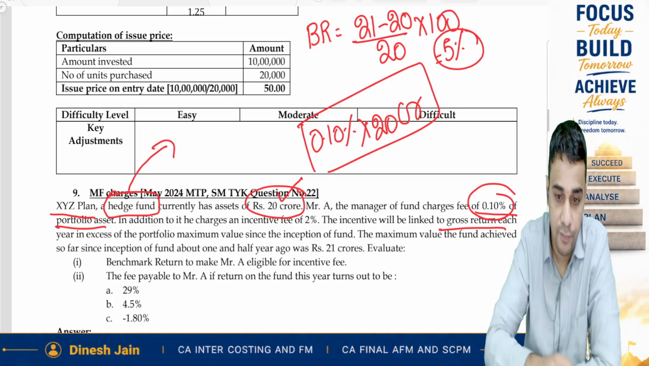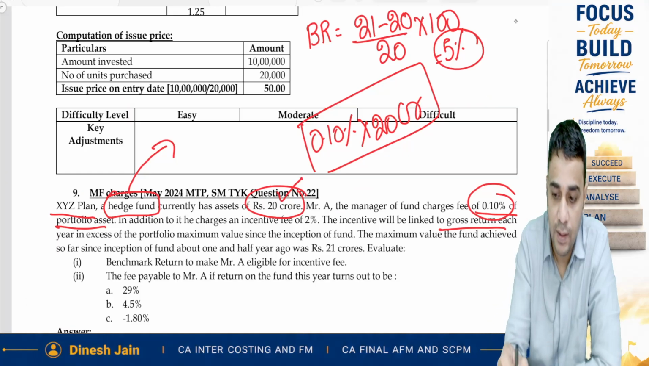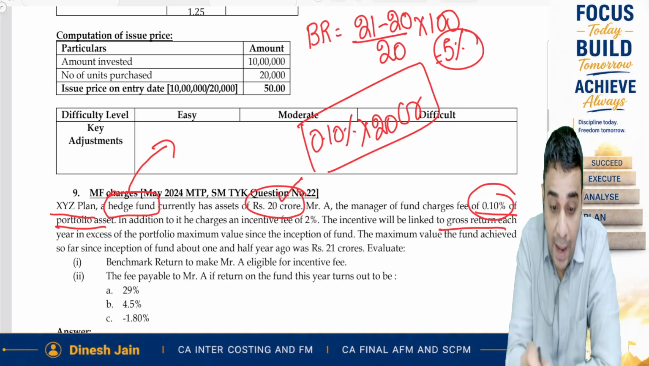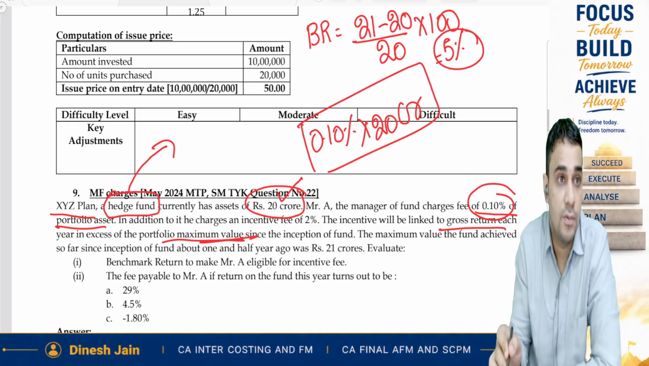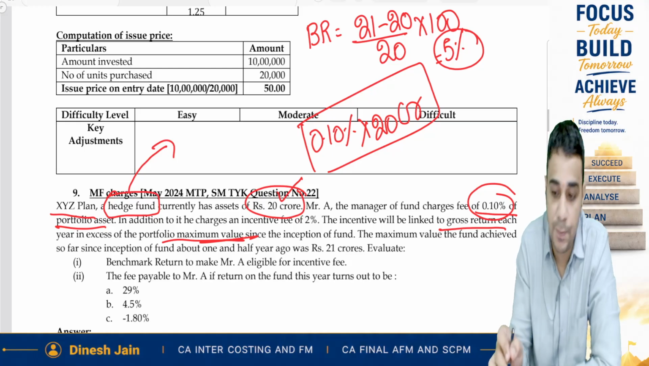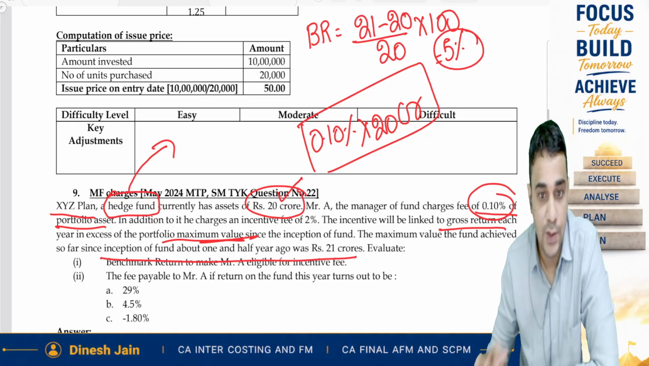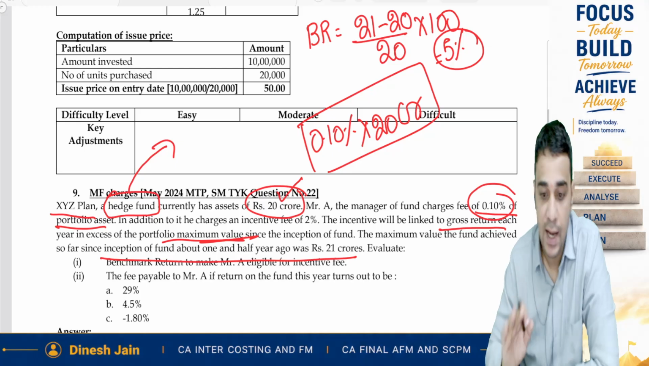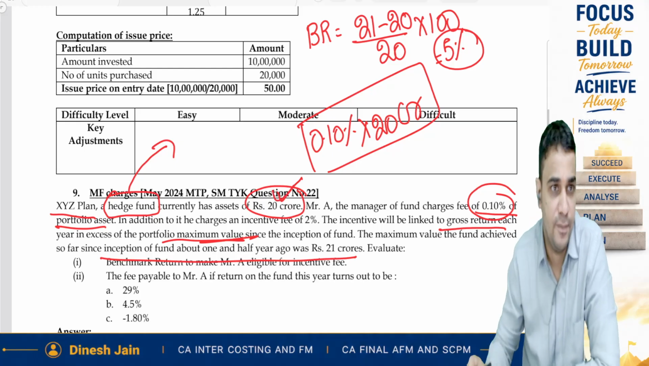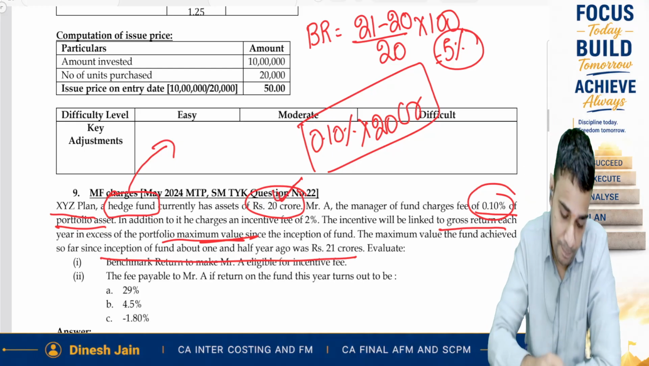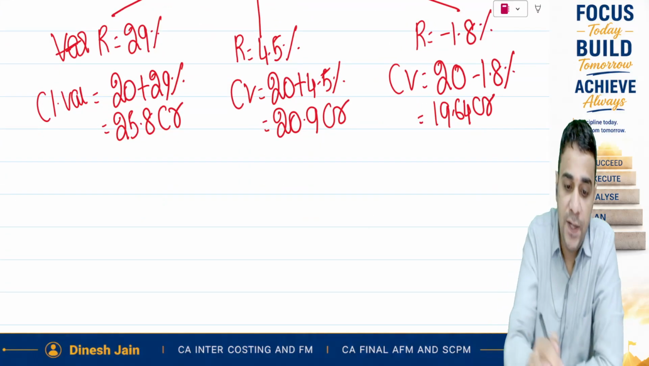They said return variable is about 21, since the maximum value since the inception is 21 CR. That is what is defined in the question. Maximum value since the inception is not 20. Today is 20. Current value is 20. Okay, fixed fees.